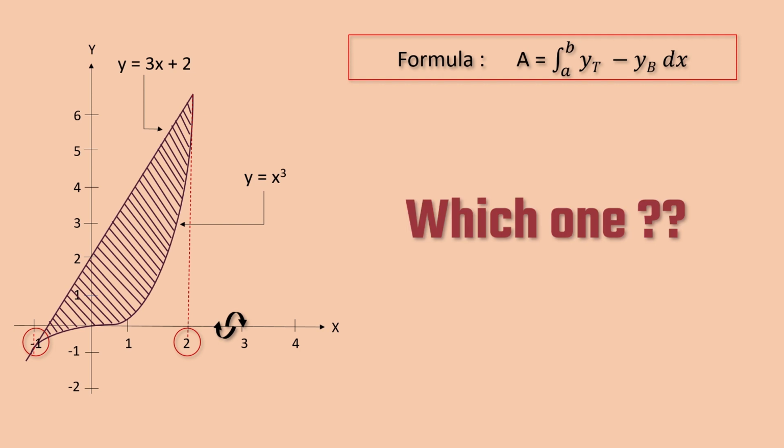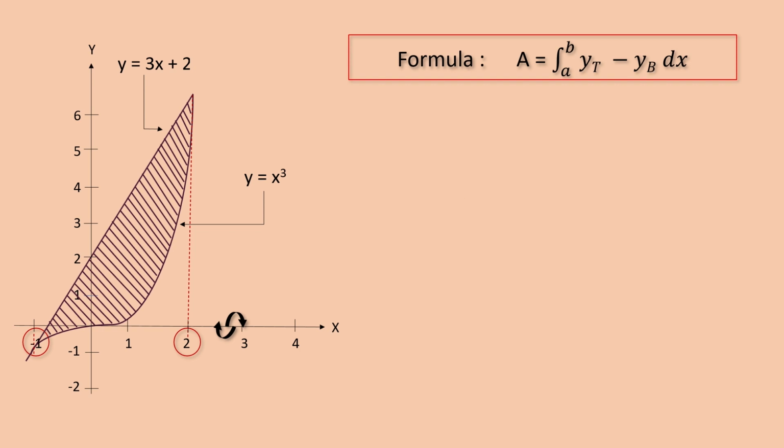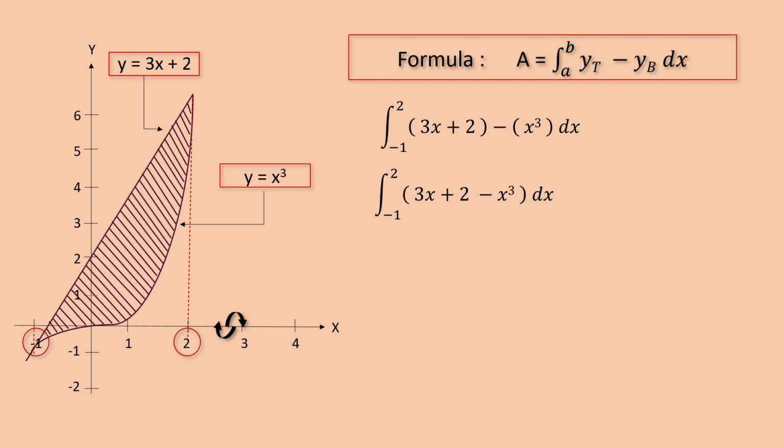So, which one is on the top of the region? Yes, that is correct. 3x plus 2 is on the top and x cubed is the bottom. Now, insert the functions into the formula. Now, simplify: 3x plus 2 subtracted with x cubed becomes 3x plus 2 minus x cubed.